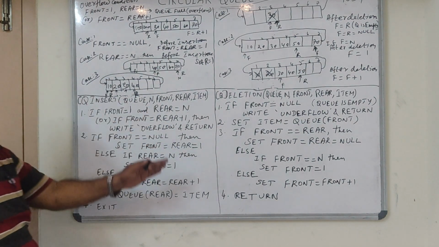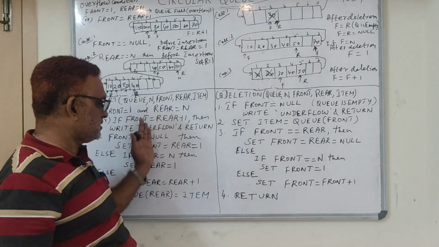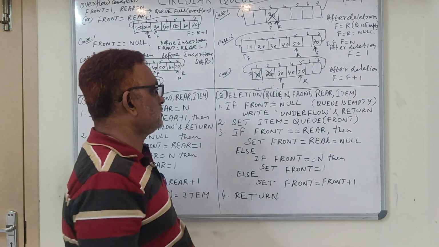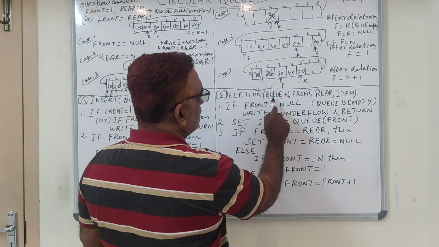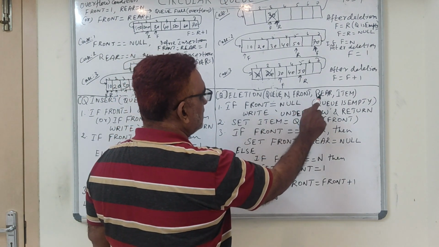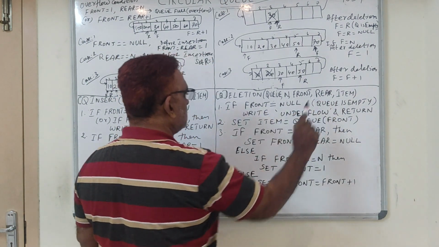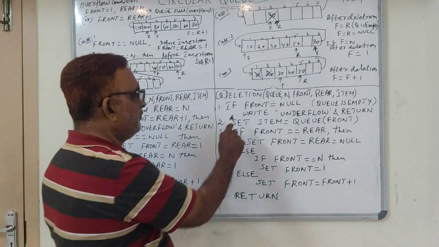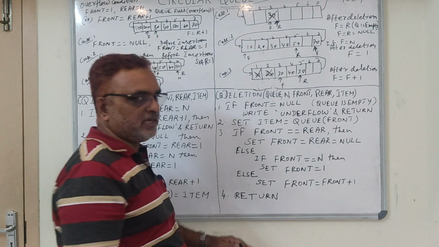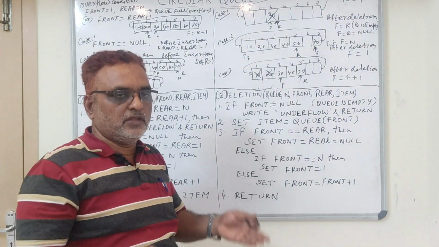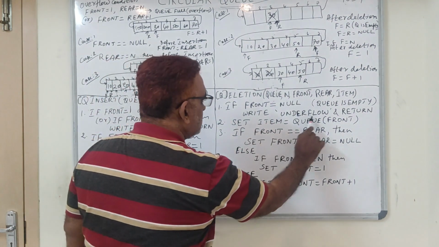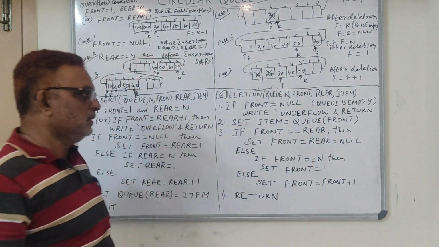Similarly, this is insertion, and now as far as deletion is concerned. In the deletion algorithm, Q, N, front, rear, item, all these are the variables we are using. If front is equal to null, that means the Q is empty. If the Q is empty, we cannot delete any item. So we have to print the message underflow and return.